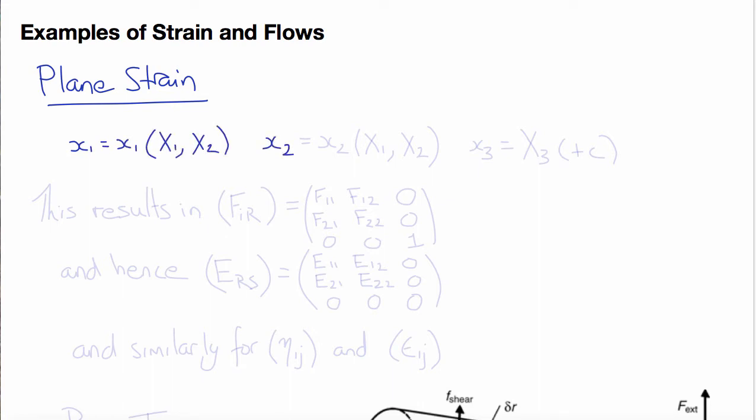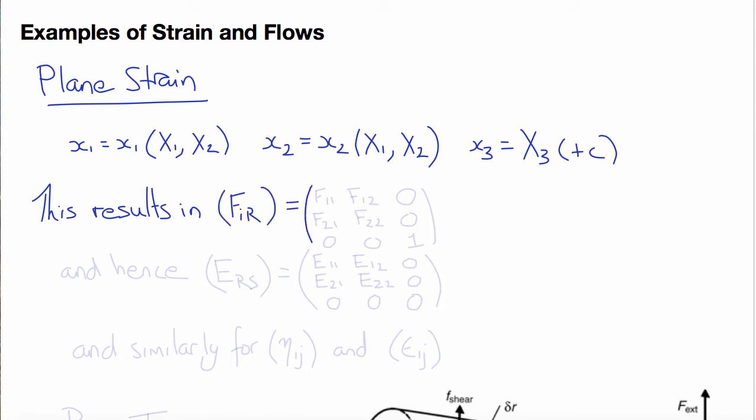You'll remember we did plane stress. Well, there's an analogous definition of a plane two-dimensional strain situation, and that's one in which the deformed coordinates, little x1, are only functions of the original coordinates big X1 and big X2. Similarly, little x2 is only a function of big X1 and big X2, and little x3 is equal to big X3, or optionally plus a constant, which would just be a rigid body translation in the three direction.